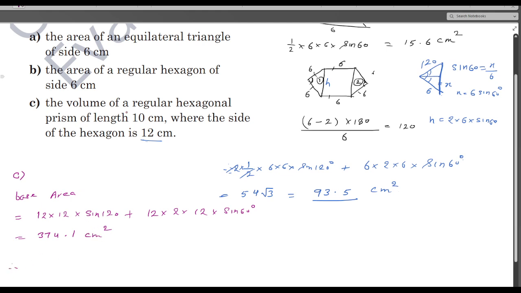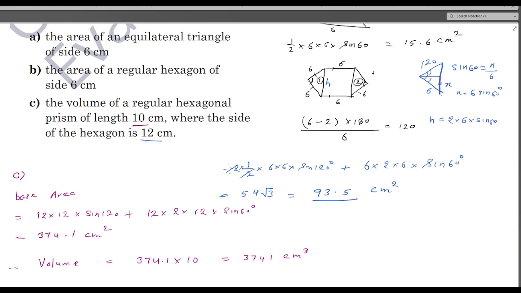Therefore your required volume of the regular hexagonal prism is 374.1 times the height of the prism, which is 10 centimeters. So multiplying by 10, it will give you 3741, and the unit will be centimeter cube. So 3741 centimeter cube is your volume. Okay, let us move to the next question.